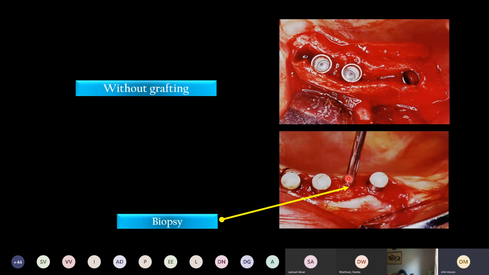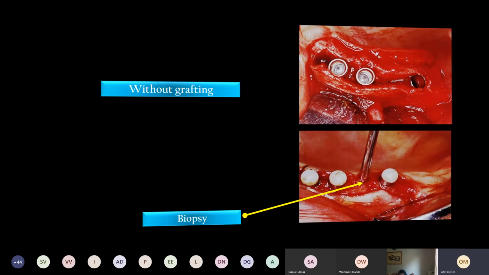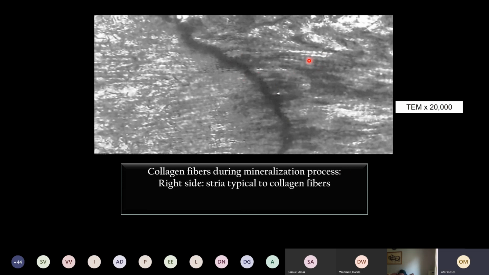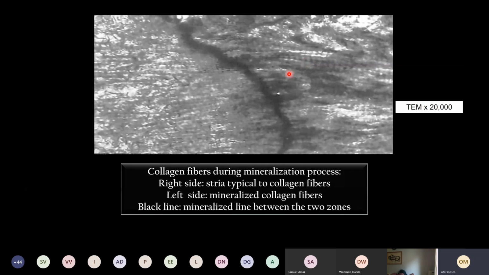If you see this black line, on the right side you see some stria. On the left side you don't see the stria. The right side is collagen fibers, which are in the process of being mineralized. And on this side, you see mineralized collagen fibers. The dark line is the phase between the non-mineralized and the mineralized. So you still see the process, after 5 months, of the replacement of soft tissue by osseous tissue.